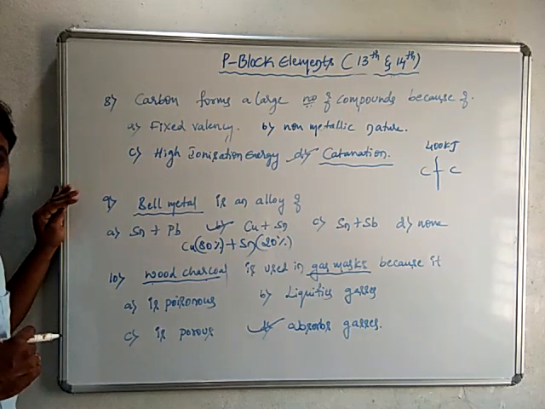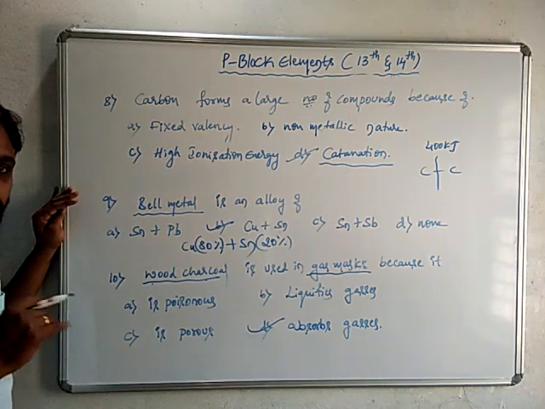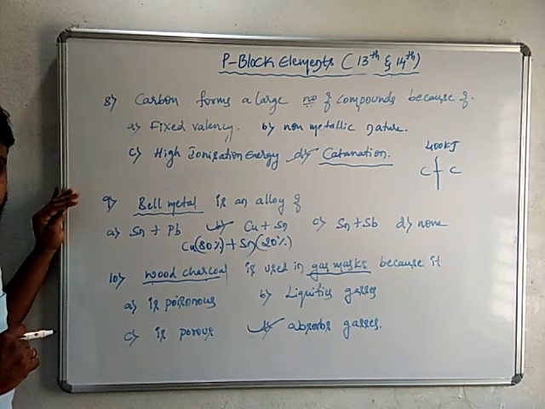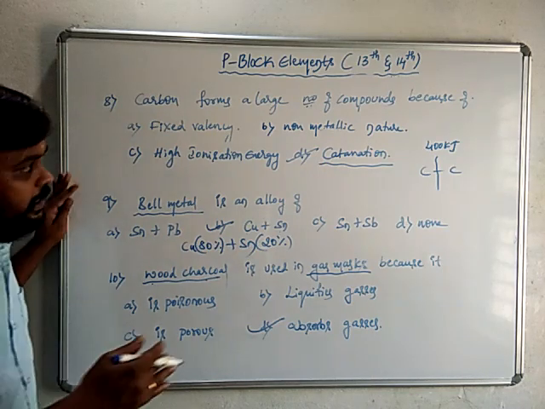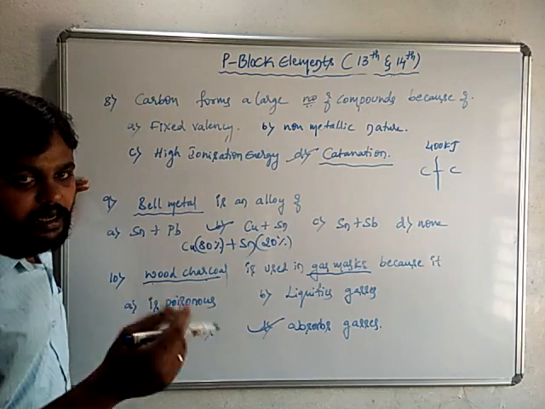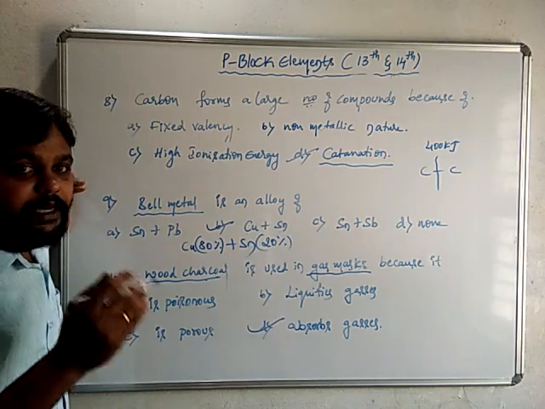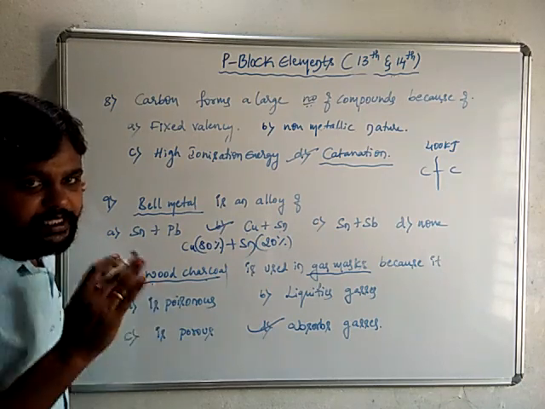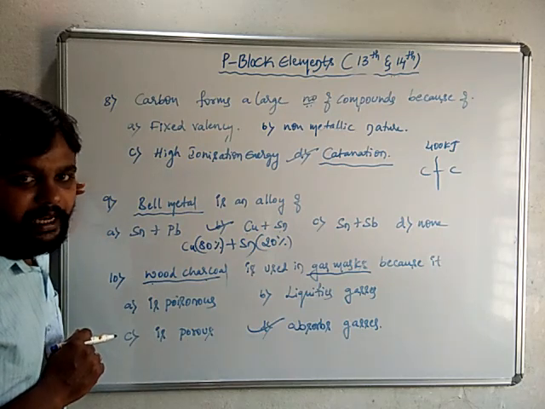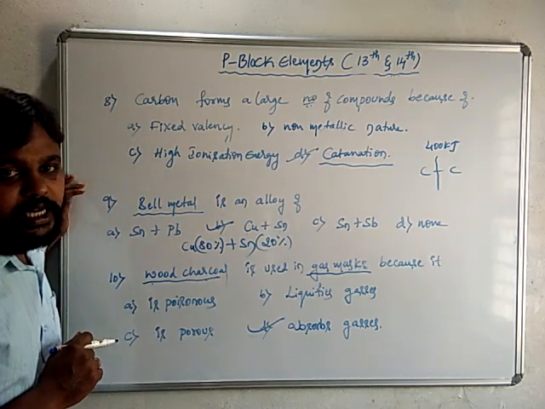So these are the various points regarding the first PUC P block elements chapter, that is the 13th and 14th group. In the next video we will go through the second PUC P block elements, that is the 15, 16, 17, 18th group elements. I will meet you in the next video.